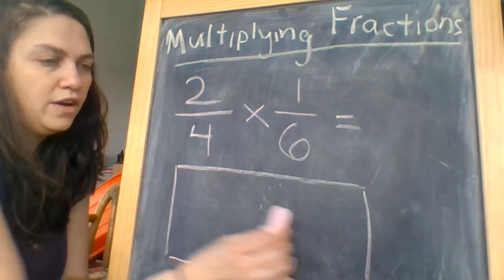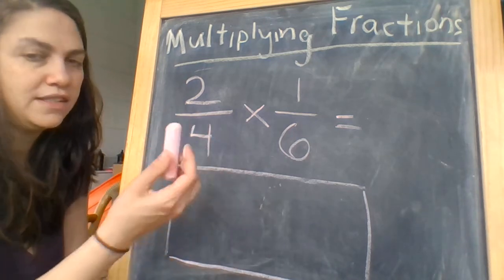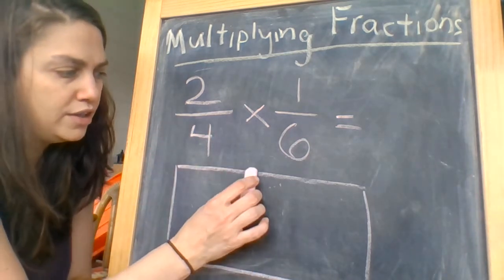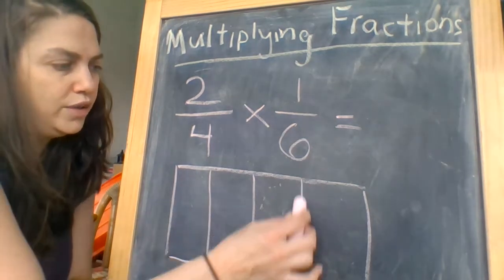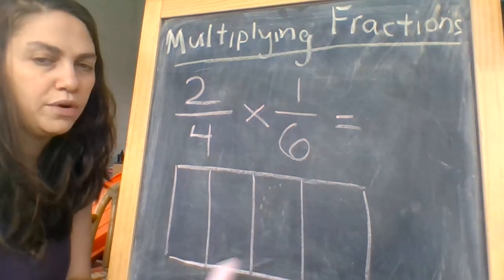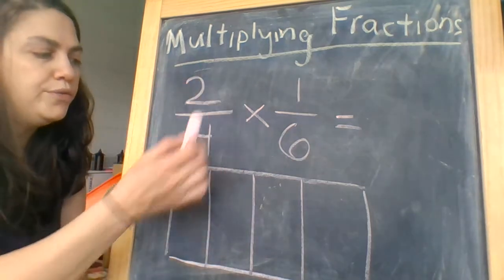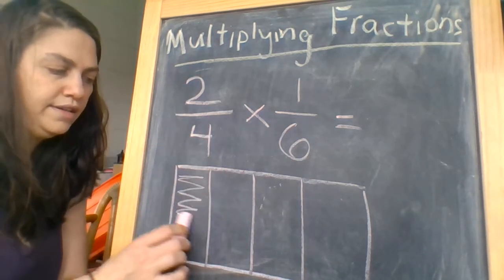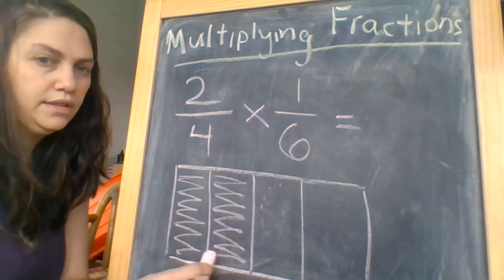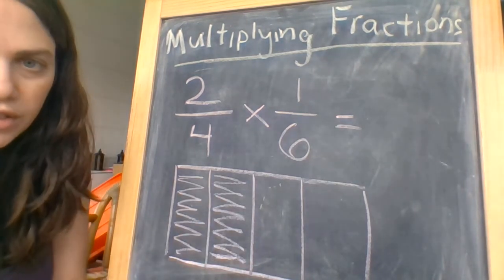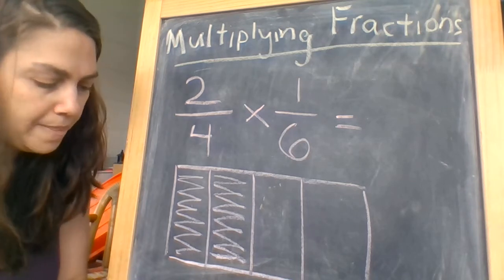2/4. So I have 1 box. I need 4 pieces. So I'm going to draw 3 lines. I'm going to start in the middle to make half, and then my other 2 lines. So I end up with 1, 2, 3, 4 pieces. 2/4 of that are being shaded. So here's my pan of brownies. I have 2/4 of it left, or 2 pieces left.